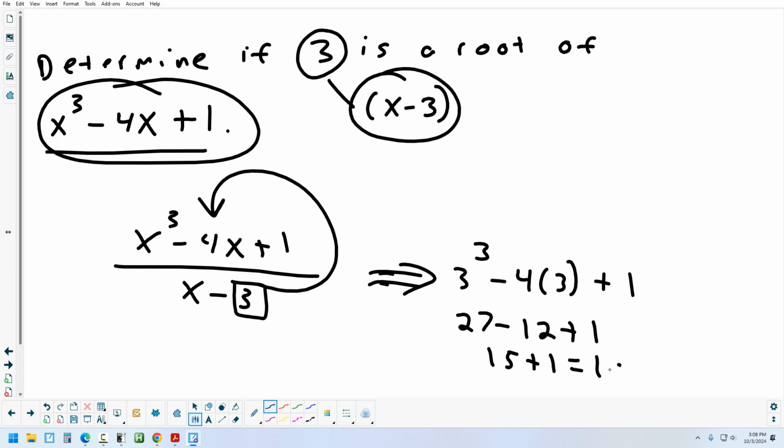And what's 15 plus 1? 16. Okay, so when we try to divide x minus 3 into x cubed minus 4x plus 1, we're going to get a remainder of 16. What does that mean about x minus 3? It's not a factor. What does that mean about the 3? It's not a root. Perfect. So, determine if 3 is a root. No, 3 is not a root in this problem.